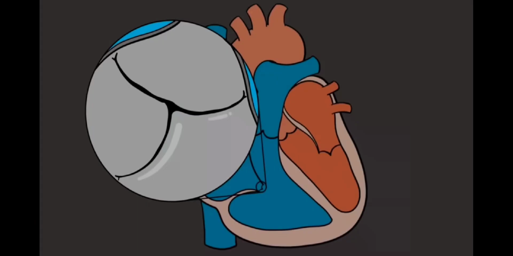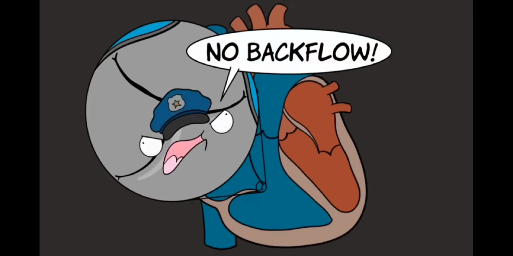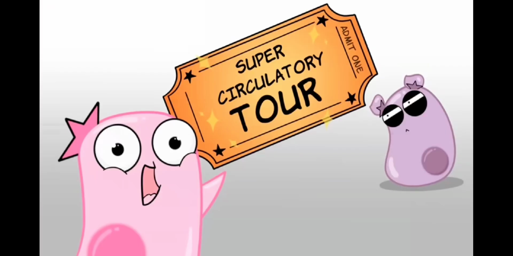The heart also contains valves, which we'll see when we get to tracing the pathway of blood. The valves are one-way structures that help separate the chambers and also prevent backflow of blood. Ready to take the adventure of a lifetime?